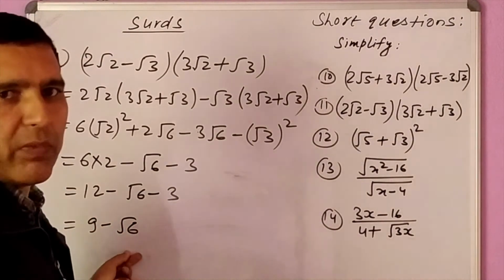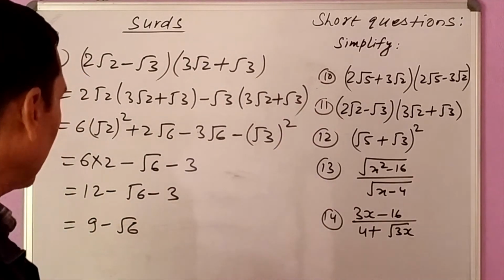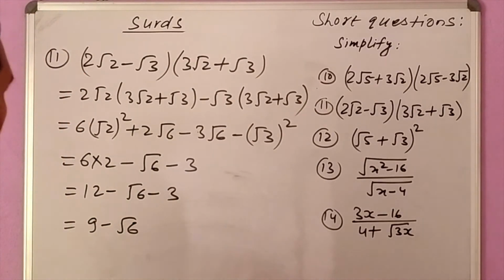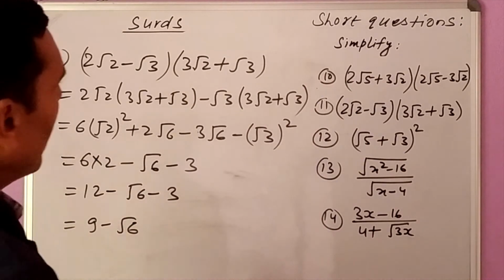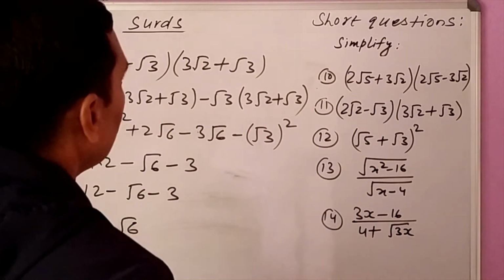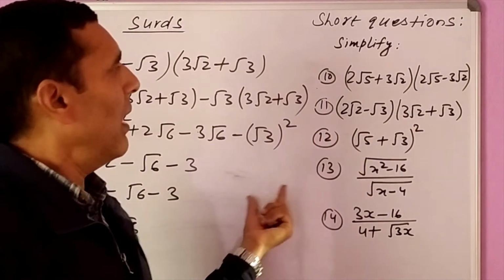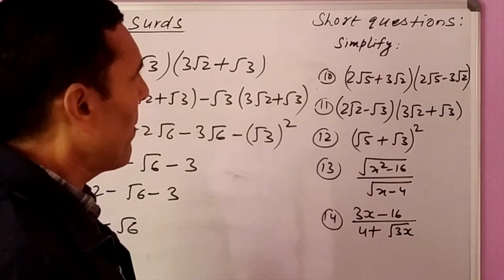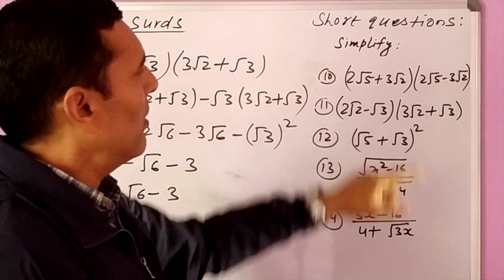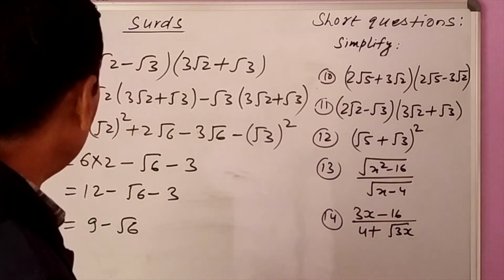We can get it in decimal, but we do not get an exact value, because 6 is not a square number. So this is question number 11. We just have to multiply. How do we multiply in algebra? In the same way, because we have roots of the same order, so we don't have any problem here.